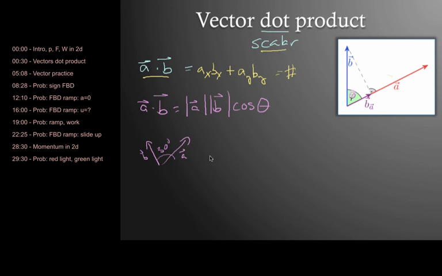Maybe we knew the length of A was 4 or something. Maybe this is 4 meters long. Maybe B is 3 meters long. So then A dot B would be 4 times 3 times cosine of 30. So another thing that is useful here with this dot product is that you can use this dot product to find this angle.